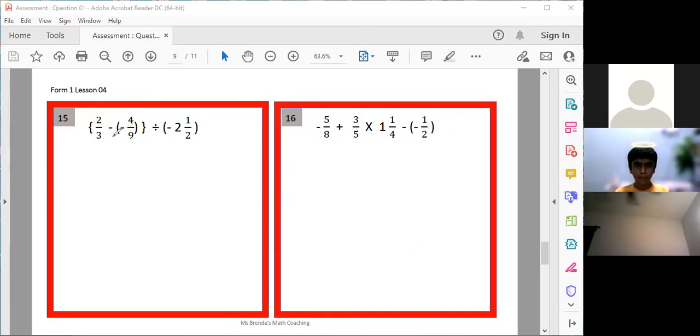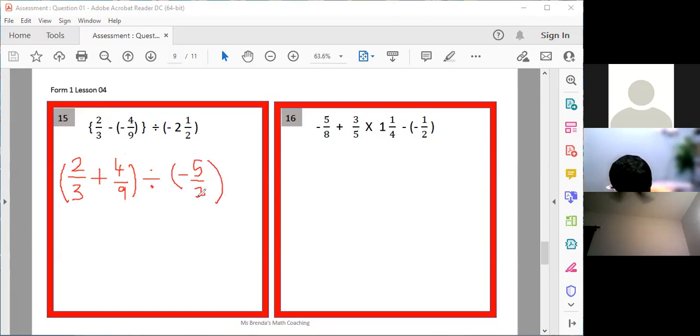Don't worry. All you need to do here is open this. Okay, this one I'll explain a little bit. I will write this 2 over 3. Now, if I'm going to work this out, this negative and negative will become a positive 4 over 9. Do you understand? Now, I keep that bracket. And that is going to be divided by negative 5 over 2.